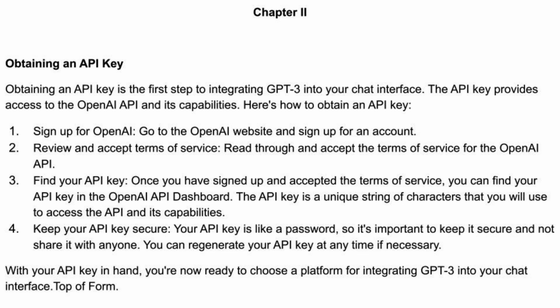Chapter 2. Obtaining an API key. Obtaining an API key is the first step to integrating GPT-3 into your chat interface. The API key provides access to the OpenAI API and its capabilities. Here's how to obtain an API key.